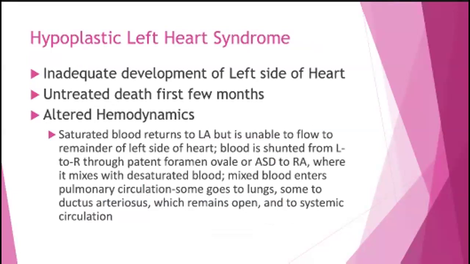So your pathophysiology: the right ventricle becomes the main pumping chamber. The blood from the right ventricle goes both to the lungs and through the ductus arteriosus to the body. Survival depends on the PDA staying open so systemic circulation can be supplied. If the ductus closes, we have shock, acidosis, and death.